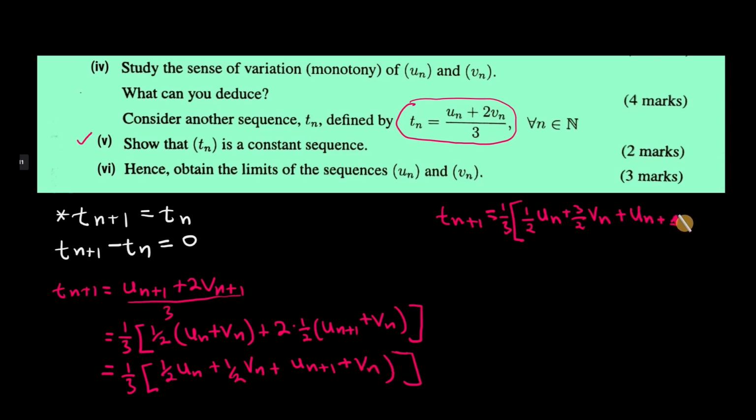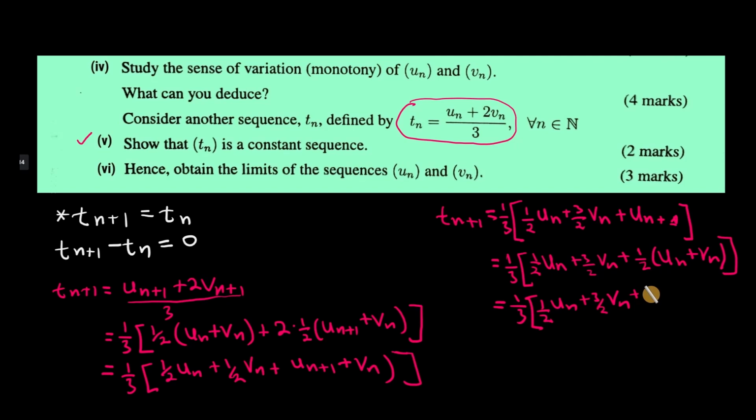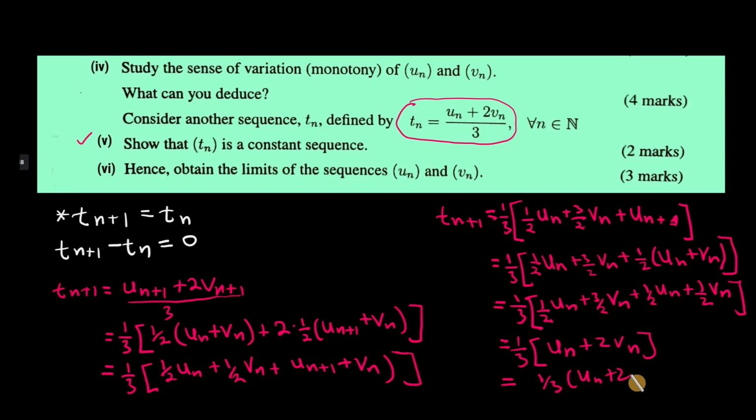Plus Un plus 1, that's 1/3 into half Un plus 3 over 2 Vn plus half into Un plus Vn, which equals 1/3 into half Un plus 3 over 2 Vn plus half Un plus half Vn. Half Un plus half Un is Un, plus 2 Vn, since 3 over 2 Vn plus 1 over 2 Vn is 3 plus 1, that's 4 Vn all over 2, which is 2 Vn. That is the same as 1/3 into Un plus 2 Vn.